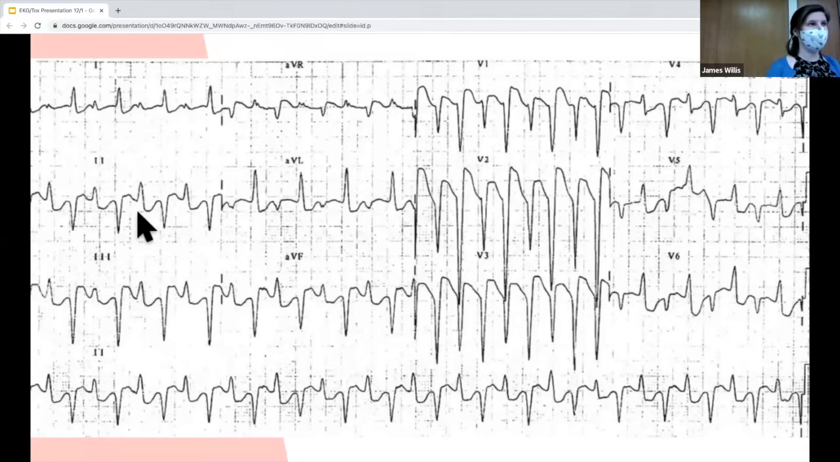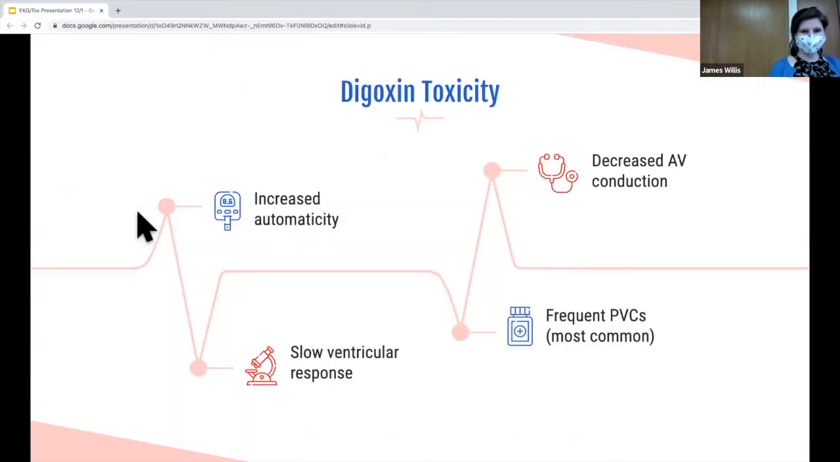So I don't think you need to be able to look at the EKG and say, oh my goodness, this is digoxin. But if a patient is on digoxin and you see any of these EKG abnormalities, you need to think they might be having digoxin toxicity. So to summarize, they have increased automaticity, but decreased AV conduction. So that leads to a slow ventricular response. And the most common thing you actually see with digoxin toxicity is just frequent PVCs. So you do have to have a high index of suspicion if you know the person is supposed to be on digoxin. Any questions?